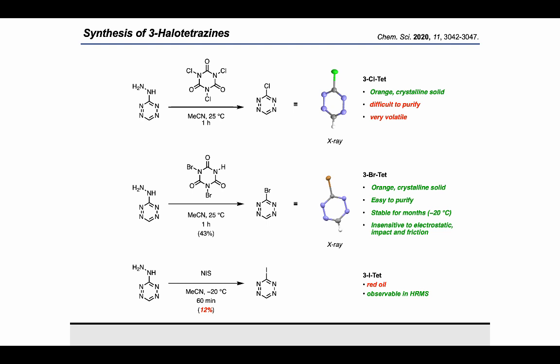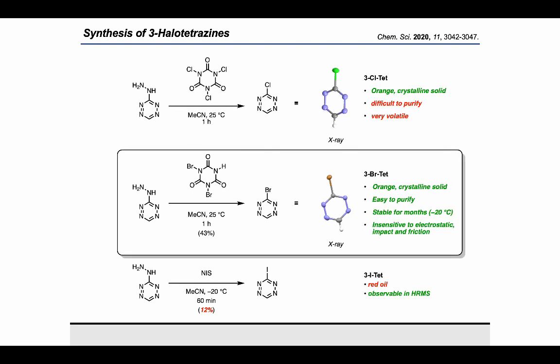Additionally, we quickly visited the synthesis of the 3-iodotetrazine, however found that only NIS was suitable to halogenate this unit, and additionally the yield was quite low, and we could only isolate 3-iodotetrazine as a red oil. However, one major advantage of this compound would be that it's observable in HRMS. Based on all superior properties, 3-bromotetrazine was chosen for further investigation.